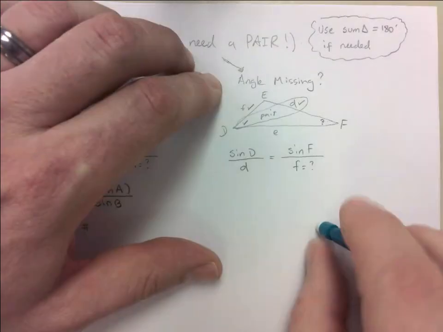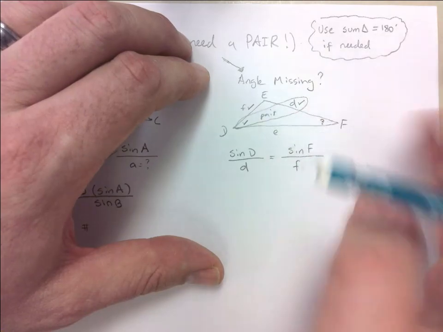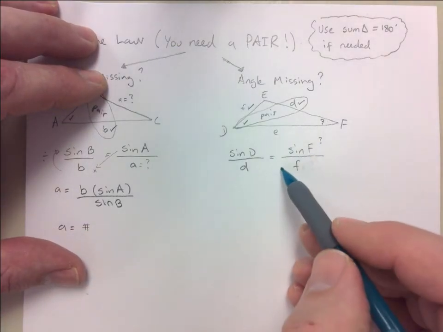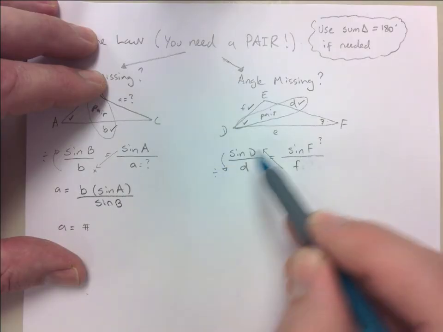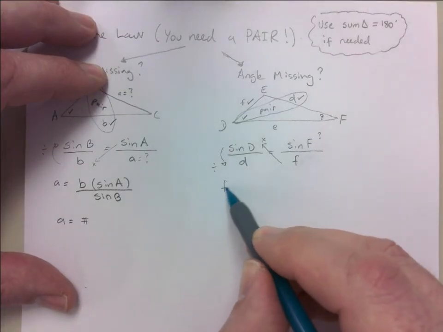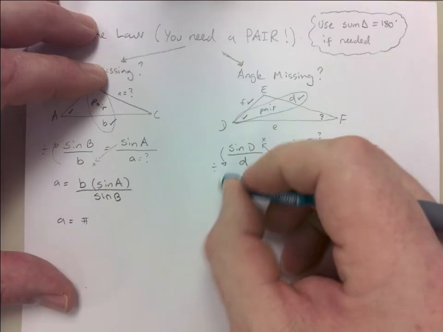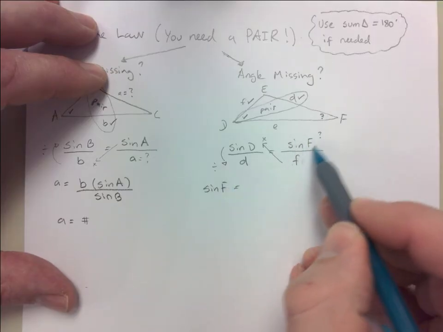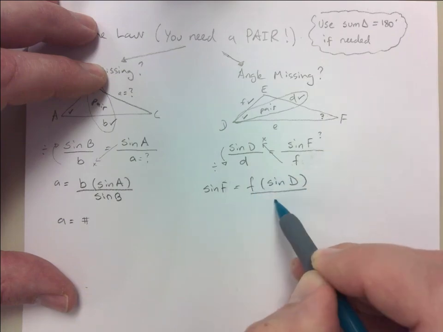Oh, sorry. F is not the question mark. Angle F is your question mark. This is unknown here, this one. So you cross multiply this way, divide. So F is, sorry, I keep on mixing it up, my bad. Let's get this right. Sine of F, that's your unknown here. You go F times sine of D divided by side D.